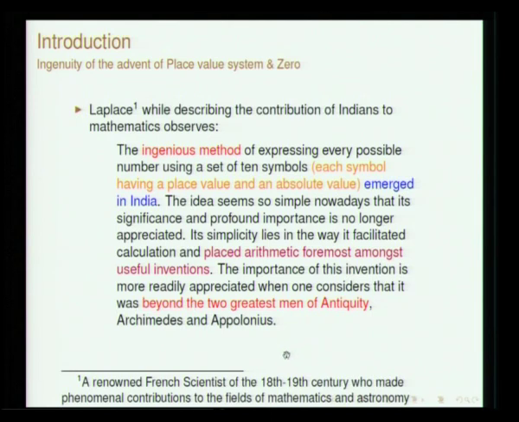Talking about the ingenuity of the decimal place value system and the invention of zero, one of the famous scientists of the recent past, the French mathematician Laplace, observes the following. The ingenious method of expressing every possible number using a set of 10 symbols, each symbol having a place value and an absolute value, emerged in India. The idea seems so simple nowadays that its significance and profound importance is no longer appreciated. Its simplicity lies in the way it facilitated calculation and placed arithmetic foremost amongst useful inventions. The importance of this invention is more readily appreciated when one considers that it was beyond the two greatest men of antiquity, Archimedes and Apollonius.